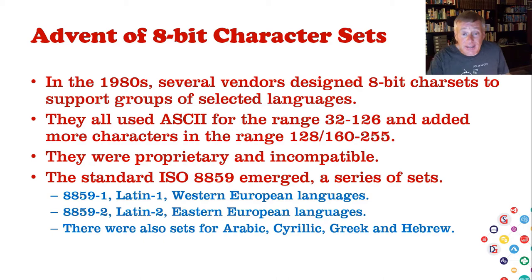So the first, 8859-1, is Latin 1, for Western Europe, 8859-2 was Eastern Europe, and a couple more Latin 3, 4, or 5, etc. There are also sets for Arabic, Cyrillic, Greek, and Hebrew.